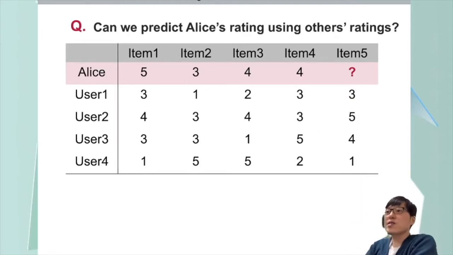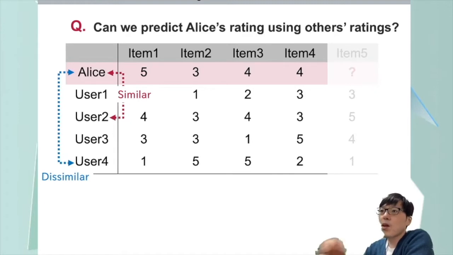Let's observe other users' rating information. Here is the rating information of 5 users, including Alice. How can we predict Alice's rating for item 5 by using this information? When we see this table, we find that Alice's rating trend is similar to user 2's rating trend, because Alice's ratings are 5, 3, 4, 4 and user 2's ratings are 4, 3, 4, 3.